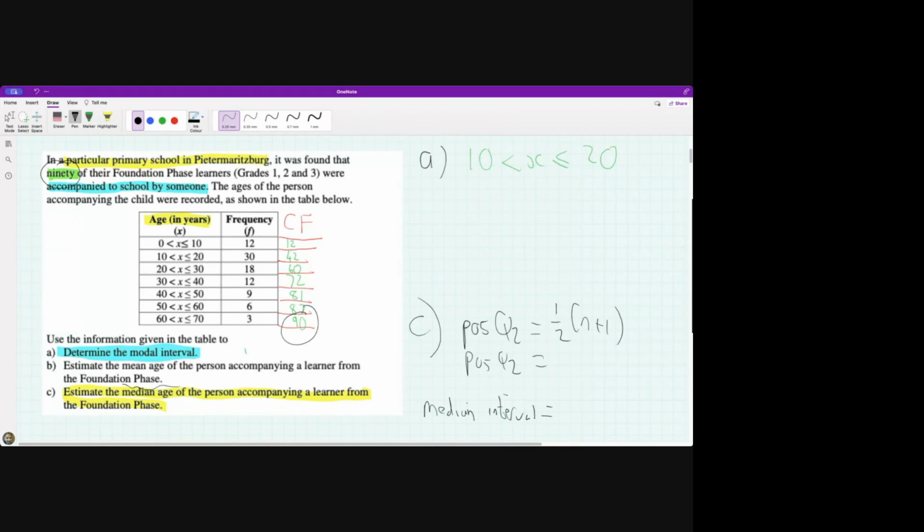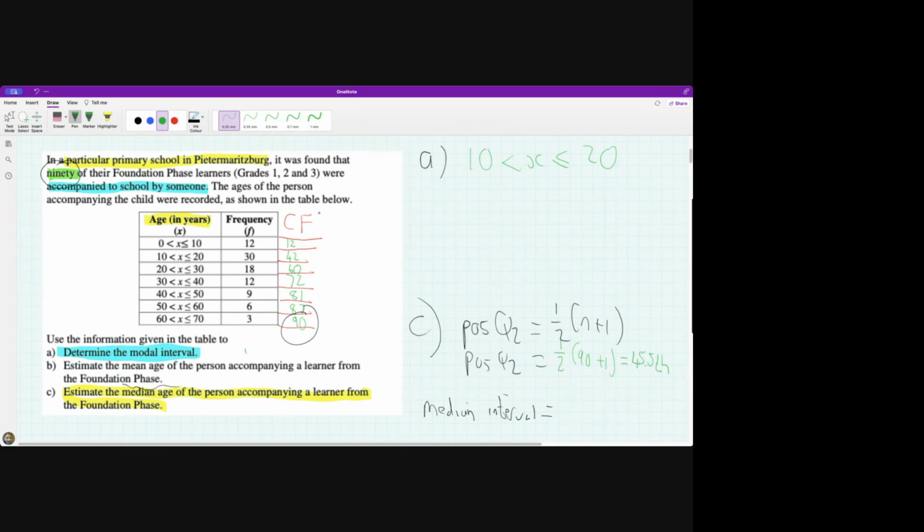So in the chat, I'm looking at the chat now to see what students can help me out. So I'm going to say a half times 90 plus 1, and Cullen has indeed helped me out, 45.5 position. So basically, if I go from the smallest to the biggest, I want to get to the interval that contains the 45th or the 46th item in this list.